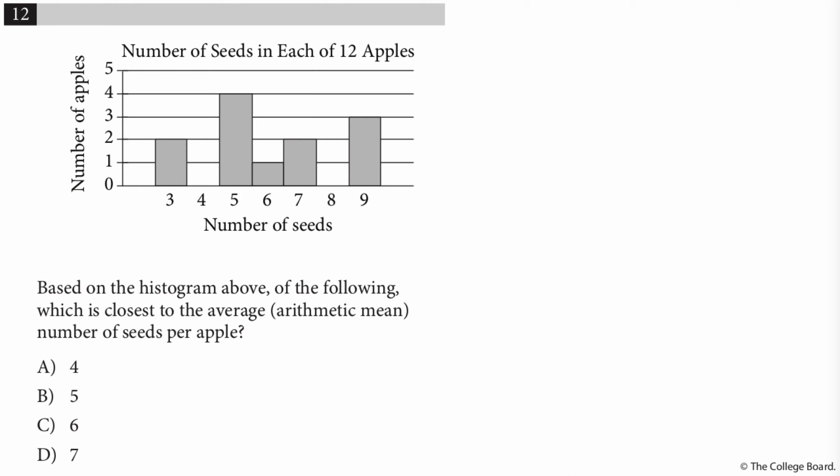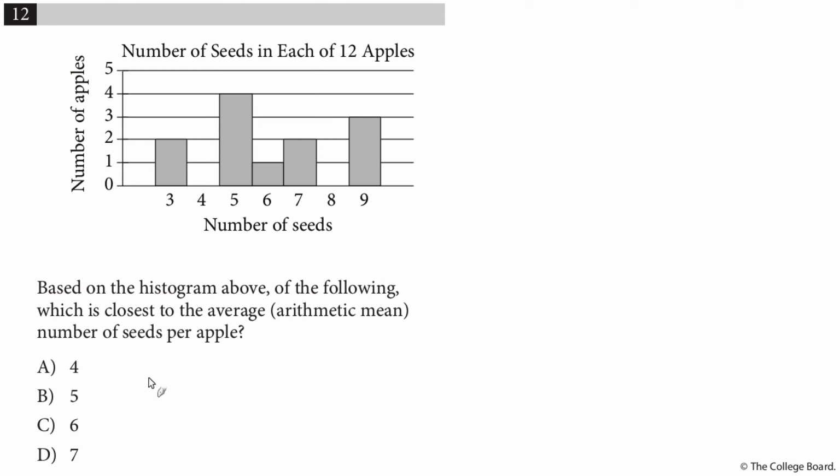Okay, give this problem a shot. All right, so we have a bar graph here that deals with the number of apples as compared to the number of seeds in that apple, and we have a total of 12 apples. So based on the histogram above, of the following, which is closest to the average, the arithmetic mean, number of seeds per apple? So two ways to address this.